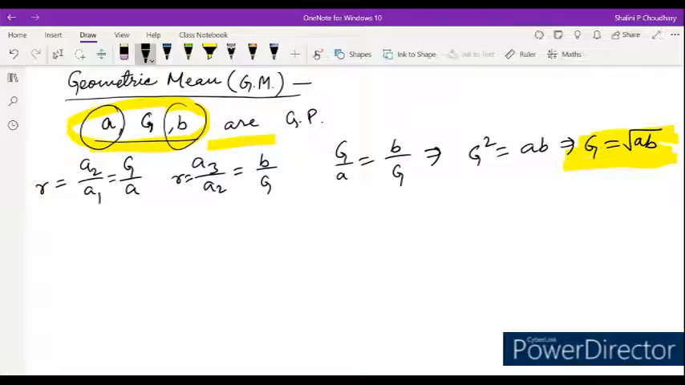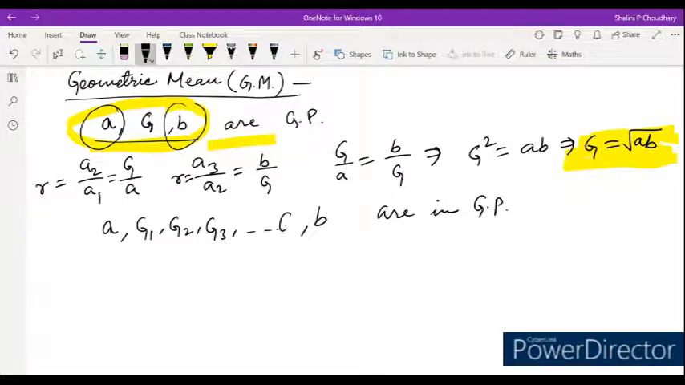Now, if we have two numbers A and B, and we inserted some numbers, like G1 to Gn, n numbers between A and B, such that A to B all are in GP, then how can we find out the value of G1 to Gn?